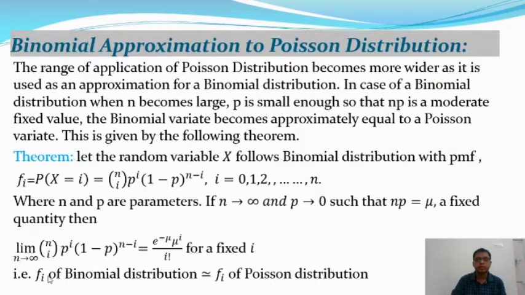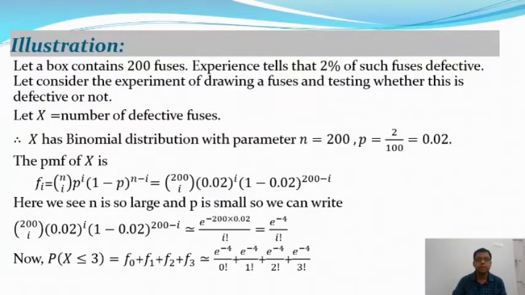That means the probability mass function of a binomial distribution is approximately equal to the probability mass function of the Poisson distribution. Here is an example of the above theorem. Let a box contain 200 fuses. Experience tells that 2% of such fuses are defective. Let us consider the experiment of drawing a fuse and testing whether it is defective or not.